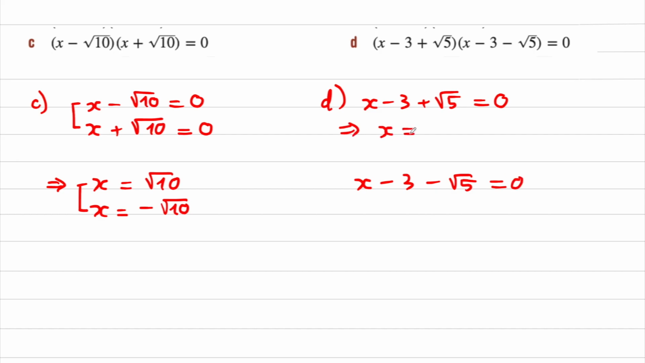Transposing, it means change position. Negative 3 from the left hand side moves to the right hand side and becomes 3. Plus square root 5 becomes negative square root 5 on the right hand side. When you change the position of a term, you change the sign of that term. H equal to 3 plus square root 5 like here. Yeah, that's it.